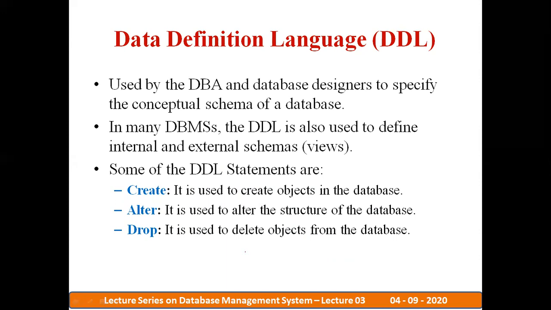Alter is used to alter the structure of the database. Altering means either I am adding a column or deleting a column. That we call alter. This also comes under the DDL only. Then the third one is drop. Drop is used to delete tables from the database. That means it will completely eliminate the structure from the database.